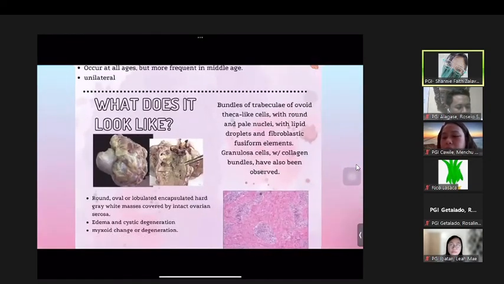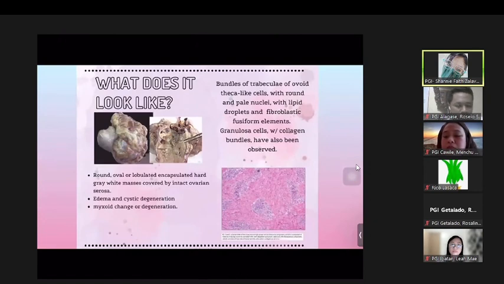So what does it look like? Macroscopically, fibrothecomas are very similar to fibroma. Grossly, fibrothecomas are usually ovoid, round, or lobulated encapsulated hard gray-white masses covered by intact ovarian serosa. Edema and cystic degeneration are relatively common. Studies reported that fibrothecomas of more than 10 centimeters, which is already large for a fibrothecoma, tend to be associated with myxoid change or degeneration. Also, discrepancy between arterial and venous and lymphatic drainage could lead to stromal edema.